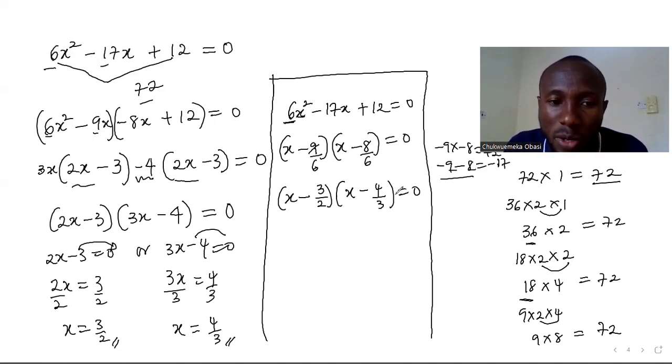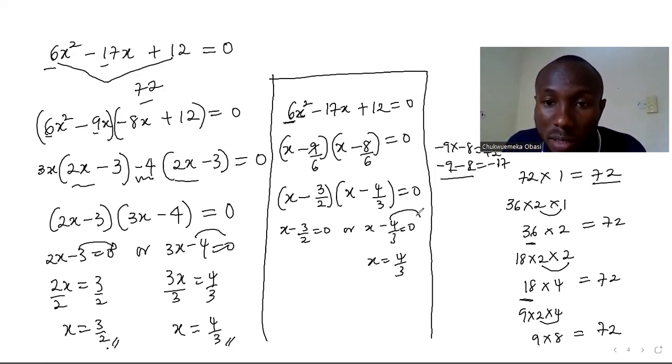So you can equate everybody to 0. Once you equate everybody to 0, you get these guys, right? That is just what it is. So if you equate these guys to 0 now, you have x minus 3 over 2 equal to 0, or x minus 4 over 3 equal to 0. So here x will be equal to 4 over 3. When 4 over 3 comes here, it becomes positive. And here we have x equal to 3 over 2. When 3 over 2 comes over here, it becomes positive. You see, you got the same result.